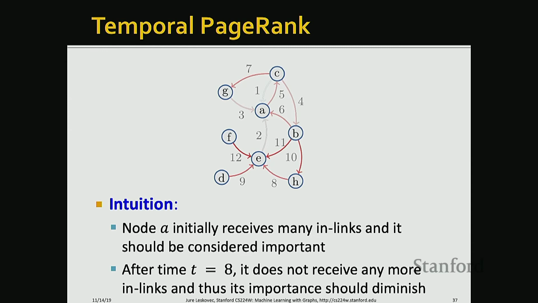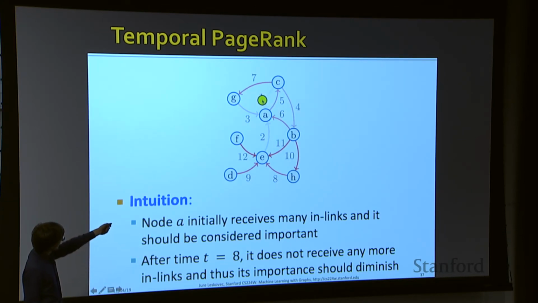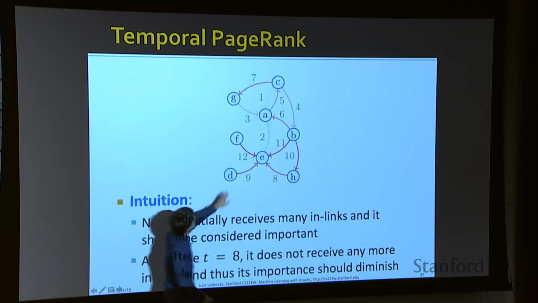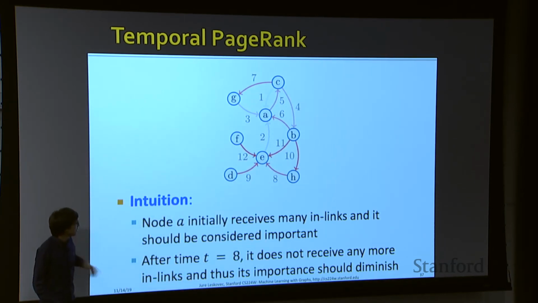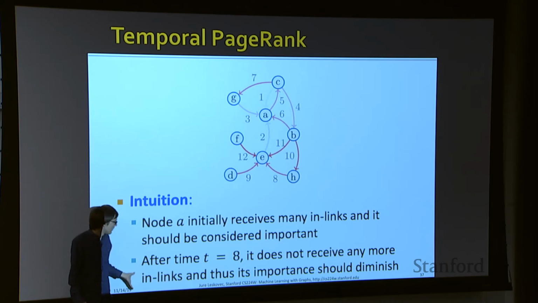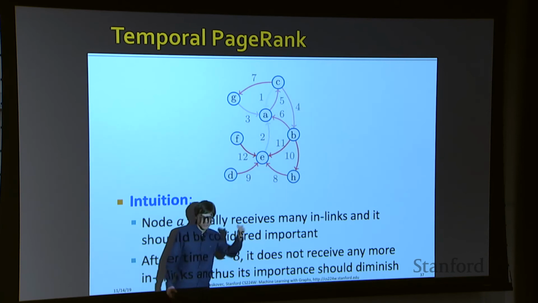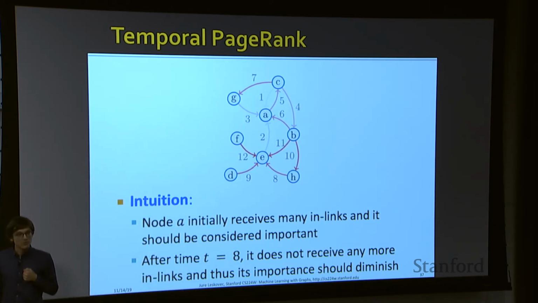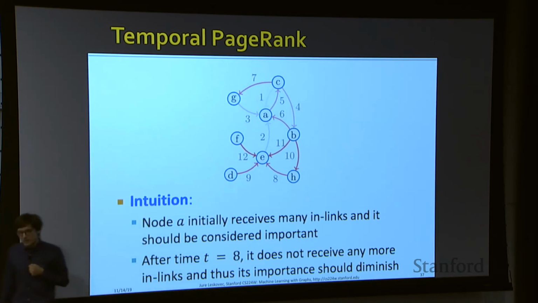And for example, if now here I'm looking at node A in the center, you can see how early on node A receives a lot of edges. It gets one at time 1 and 2 and 3 and 5 and 6. But then in the second part of time, 10, 11, 12, it doesn't get any edges, right? So the observation is that A initially receives many inlinks, and thus it should be considered important early on. But after some time, it does not receive any inlinks. So that means its importance should diminish over time. So with this, let's see if we can generalize PageRank to this setting.